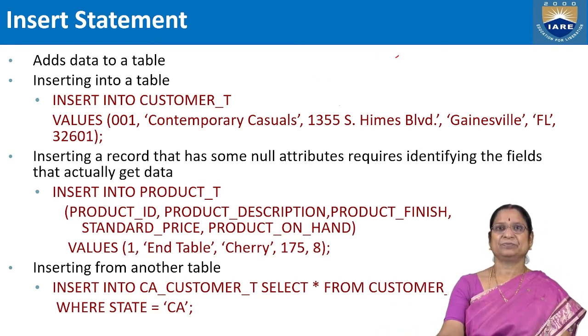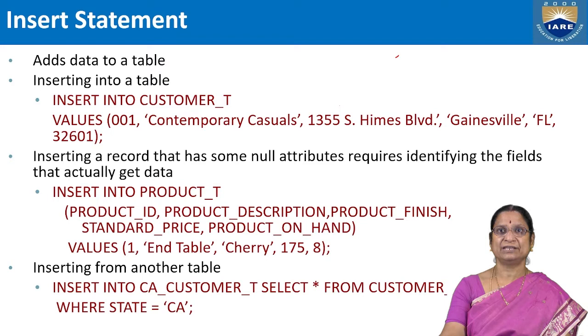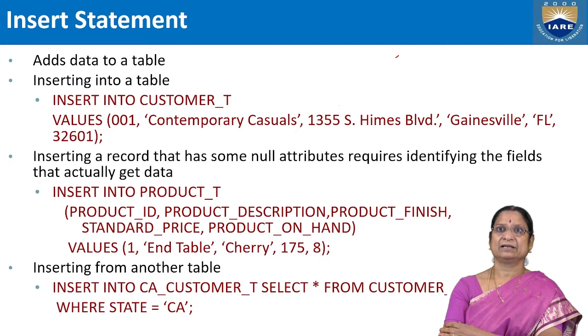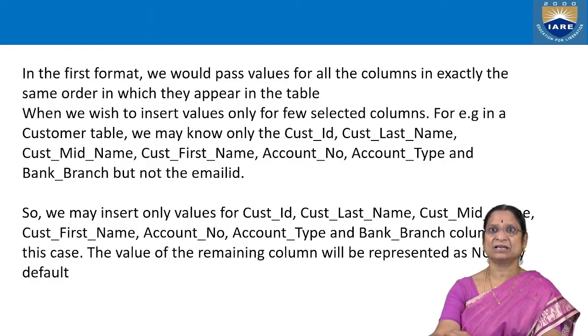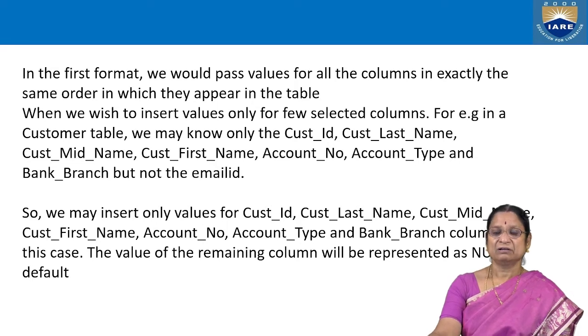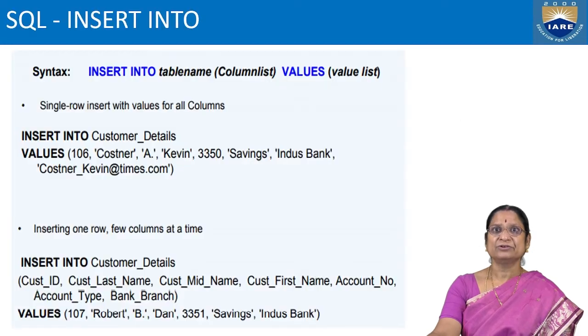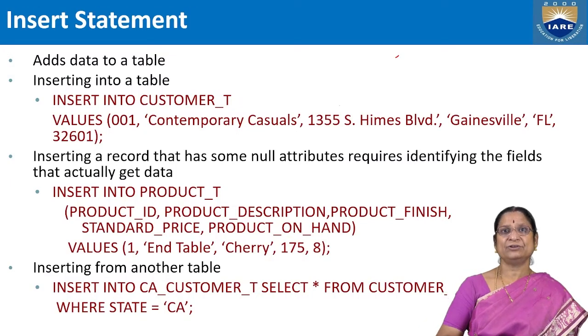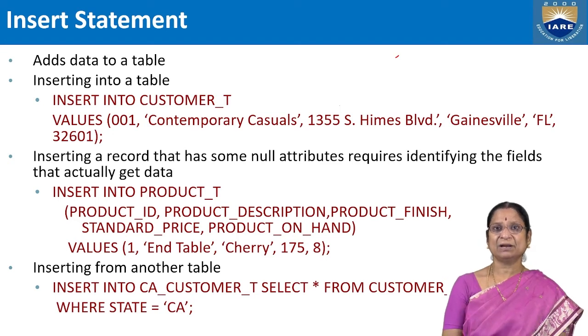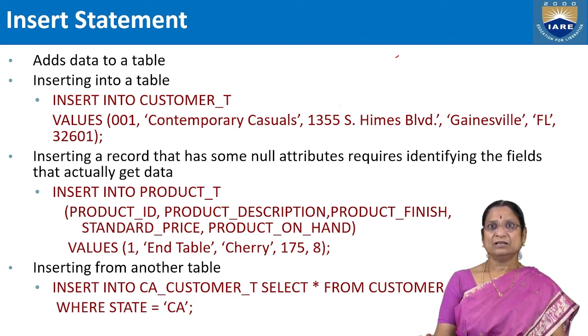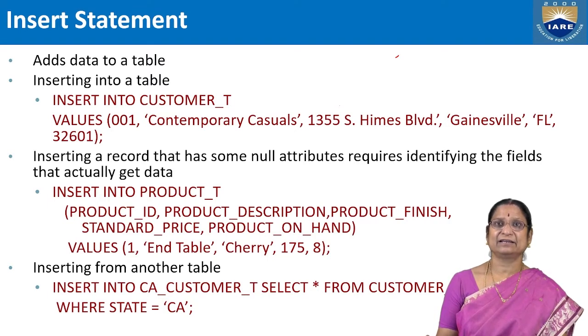So insert into table, insert into customer table. Let us assume that the customer table was already generated with attributes: customer ID, customer last name, customer mid name, first name, account number, account type and branch. Of course, email ID is not there initially. These are the attributes we are having. We already used the DDL create command and created a table. So in the customer table, we have to add the data.